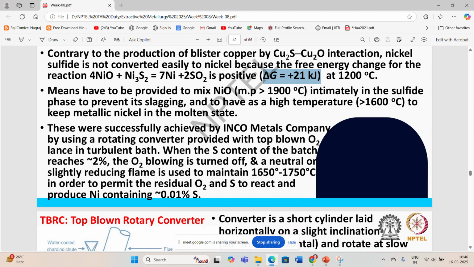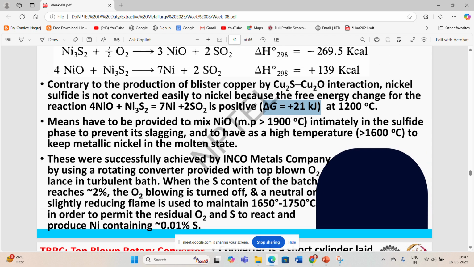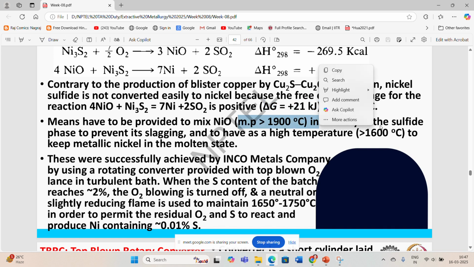So, means have to be provided to mix NiO intimately, which has a melting point of around 1900 degrees Celsius, in the sulfide phase to prevent its slagging, and to have a high temperature of around 1600 degrees Celsius to keep metallic nickel in the molten state. So, in order to keep the nickel in the metallic state, we have to increase the temperature during the process to more than 1600 degrees Celsius.